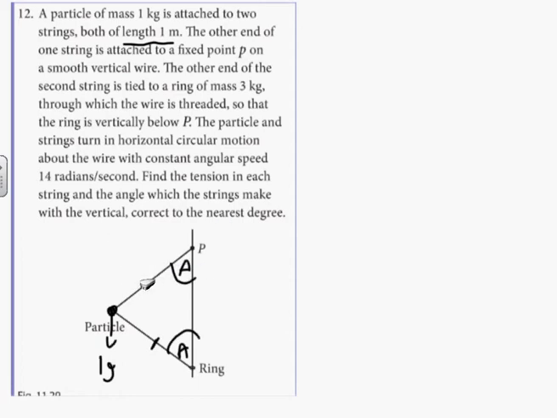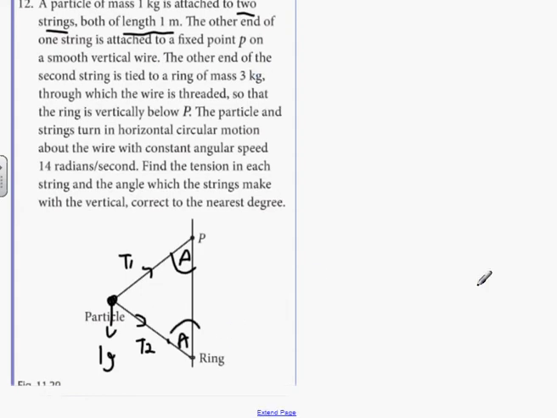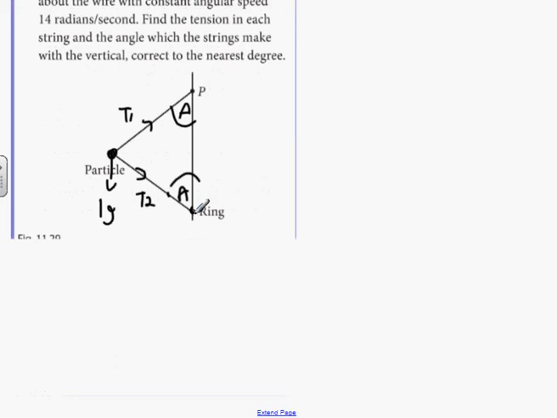Now it says 2 strings. 2 strings means 2 unique tensions: T1 acting up this direction here, T2 acting in this direction here. The other end of the second string is tied to a ring of mass 3g, or 3 kilograms. So this ring here is going to be going down at 3g.